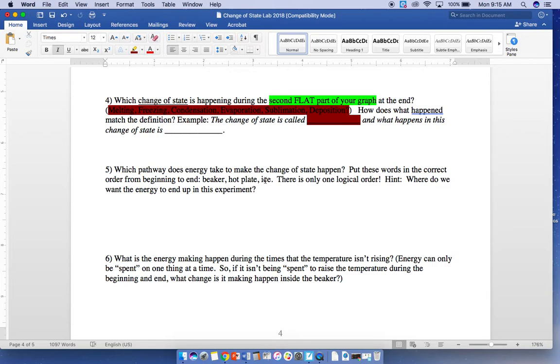And I'll give you a hint: where do we want the energy to end up in this experiment? So what you're going to do is write a sentence that describes in what order energy moves through in this experiment, and how do you imagine that happening? Okay, beaker, hot plate, ice, those are your 3 words. You're going to put them in the correct order for how energy is moving in this experiment.